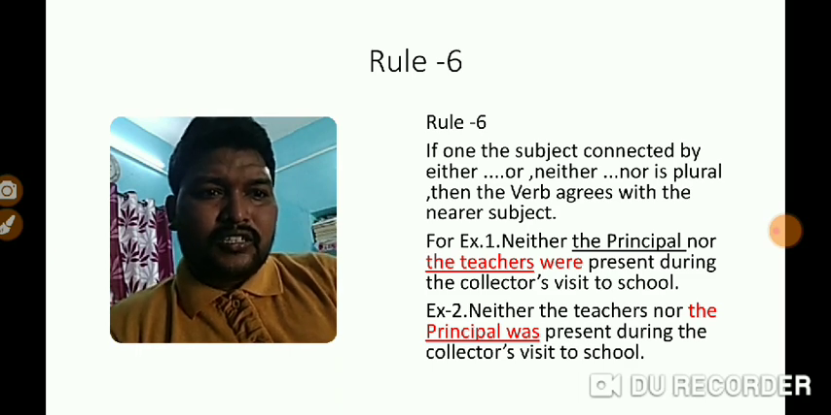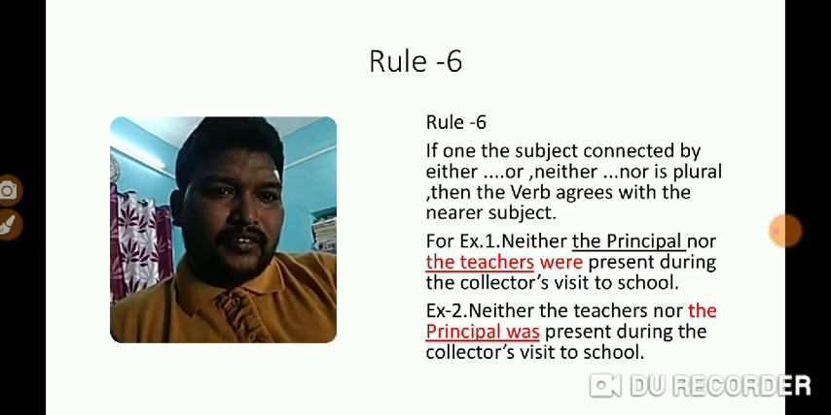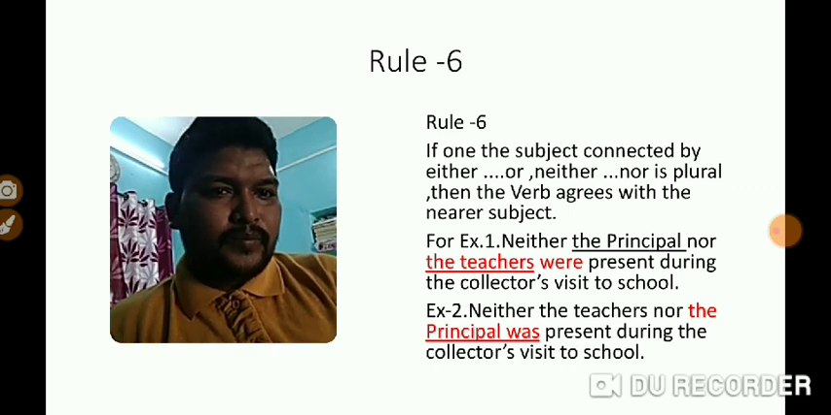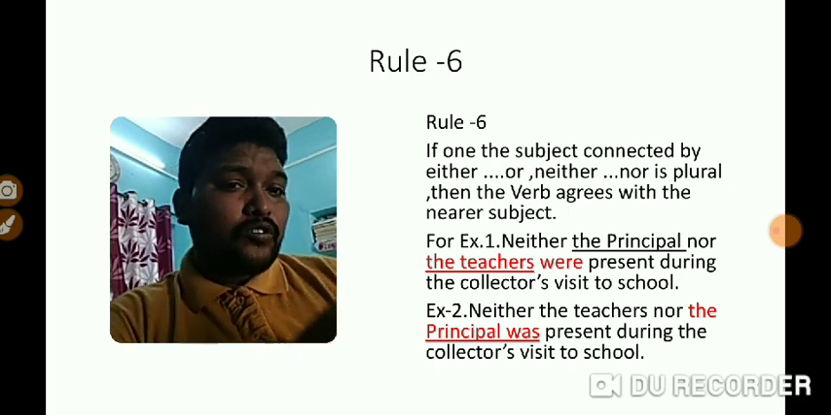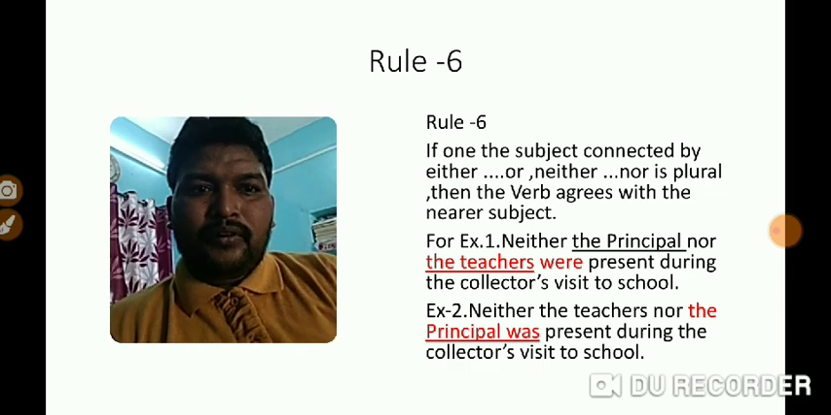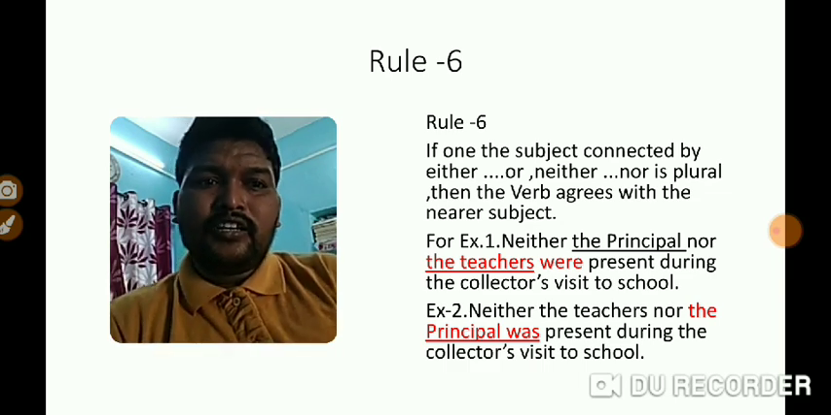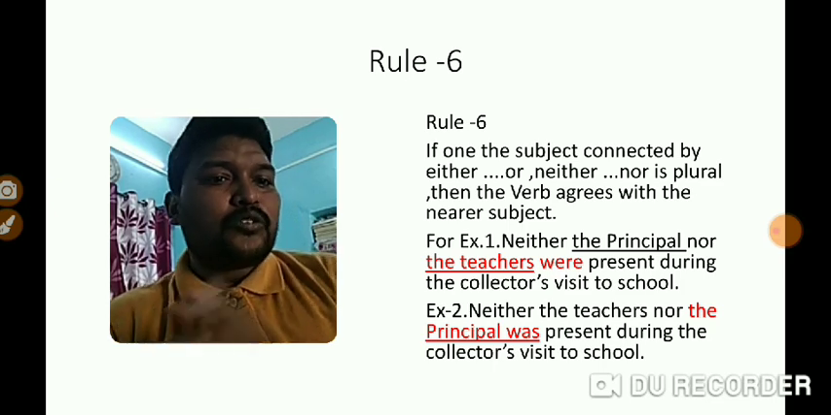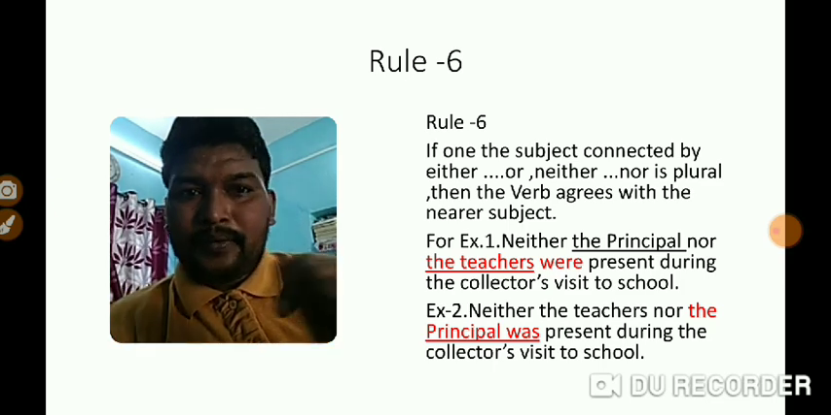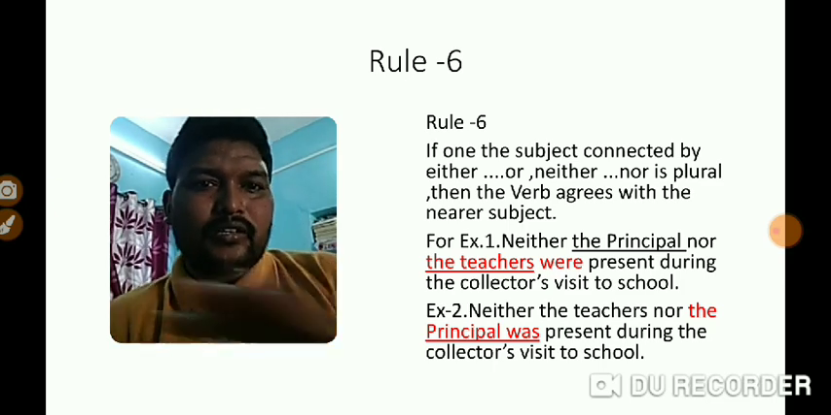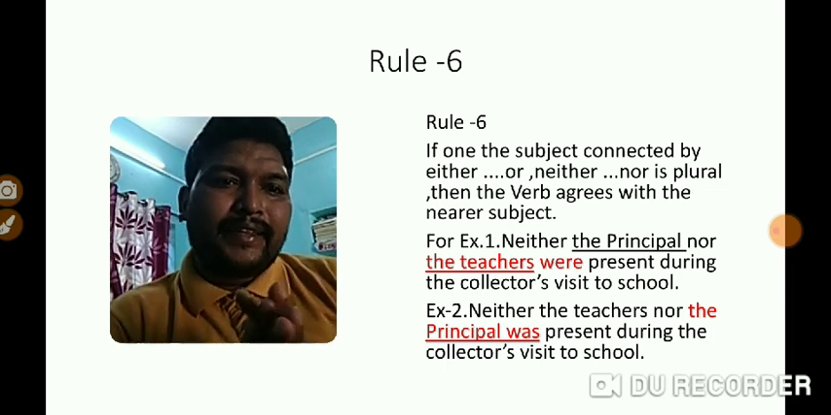Neither the teachers nor the principal. Here the first subject is the teachers and the second subject is the principal. So which one would be nearer to the verb here? Definitely the principal. The principal is singular, so hence this verb also would be singular. I hope it's clear. Okay, so there is no shortcut to this. You just have to understand the concept.